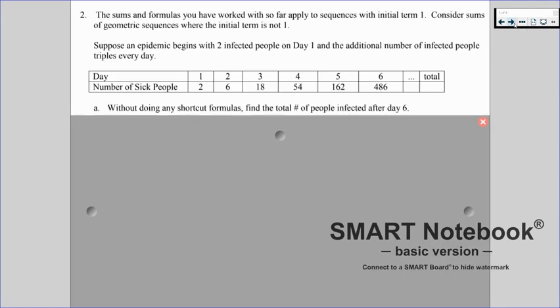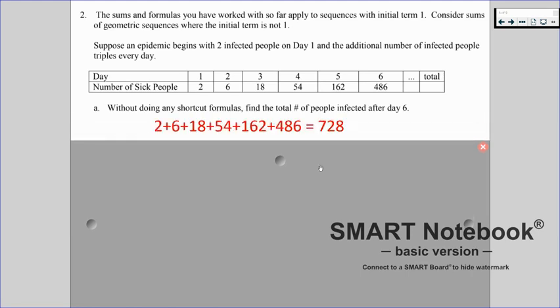All right, but what happens if the first term isn't 1? As we look at number 2, the sums and formulas that we've worked with so far apply to sequences with an initial term of 1. Now we're going to look at sums where the initial term is not 1. Suppose an epidemic begins with 2 infected people on day 1 instead of 1. So here we have 2, and then times 3, times 3, times 3, times 3, and so on. Without using any shortcut formulas, find the total number of people infected. That just means no shortcuts, just add those together. We add those together, and we end up with 728.